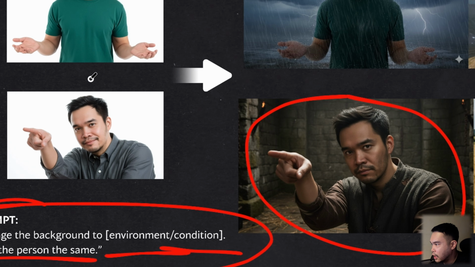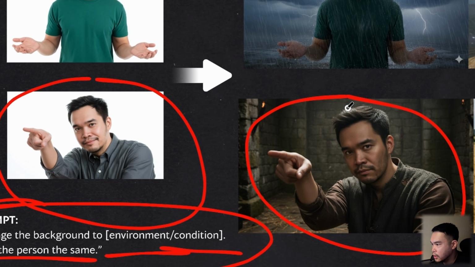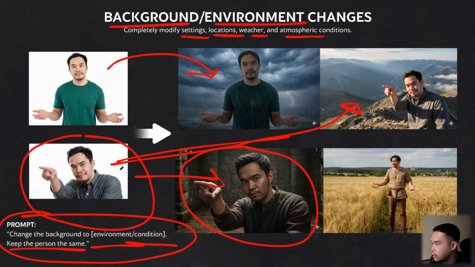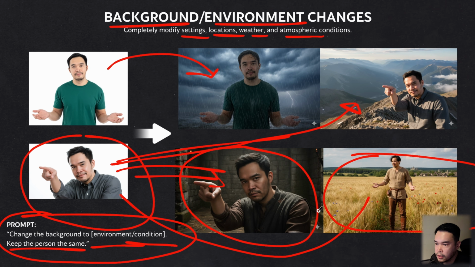You can see that the lighting on this image is completely different from this image. And these are the examples I have. So I said change this image so that the man is in the middle of a storm. I said put this man in the top of a mountain or inside a cave or even in the middle of a field in a medieval setting. And it all did those wonderfully.